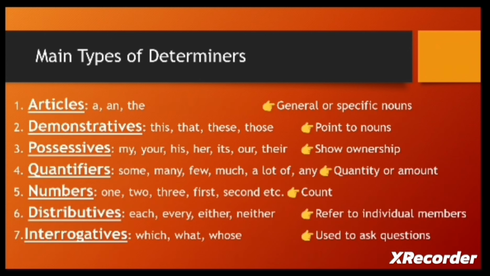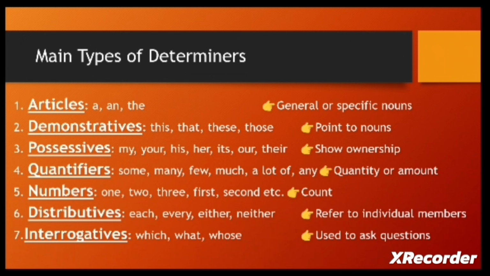So there are majorly 7 types of determiners. First one is the article, which we have also used in our previous classes. Many of us are aware of the articles, which are a, an and the. These are used before general or specific nouns. Next is the demonstrative: this, that, these, those. These words point to nouns. Possessive: my, your, his, her, its, our, their. These are possessive determiners which show ownership.